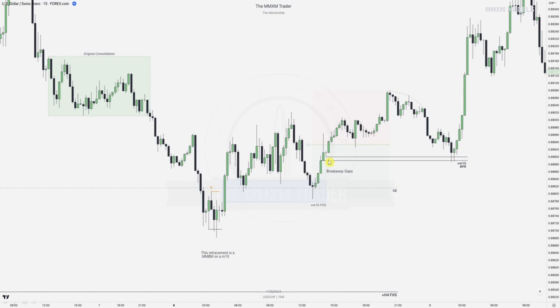That redelivered, rebalanced PD array, which is a balanced price range. So we have two opportunities to get in on this market maker buy model, and let's see how that looks like with the New York midnight open price.